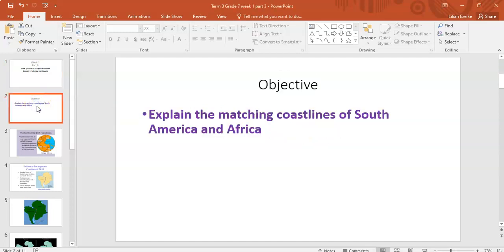we will go straight ahead to our objective for today's lesson. Our objective today says to explain the matching coastlines of South America and Africa. We want to explain the matching coastlines that we have between the South America continent and the Africa continent.